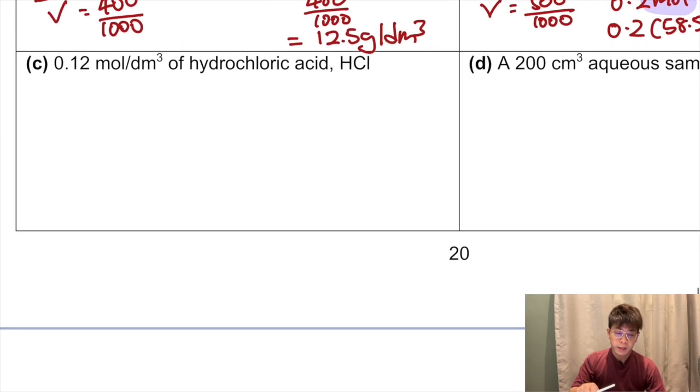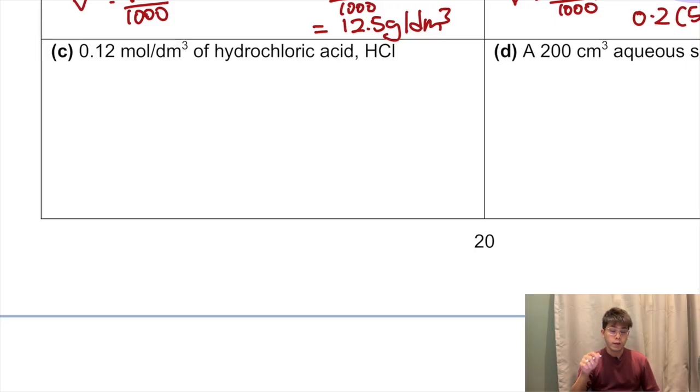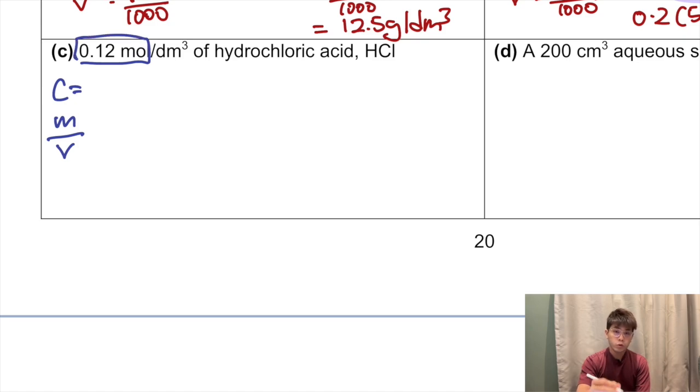Alright. Next, we have 0.12 moles per dm cube of hydrochloric acid. Now this is a bit confusing. I want C equals M over V, right? Because it's mass per dm cube. But now I don't have M, I don't have V, but I have 0.12 moles per dm cube. So now what I need to do is convert these moles to grams per dm cube. So convert moles to grams.